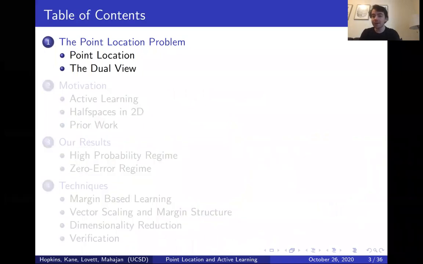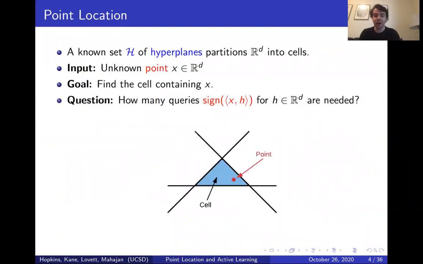So to start off, what is the point location problem? Well, given a set of hyperplanes called a hyperplane arrangement, it partitions R^d into cells. There's a little example down here in 2 dimensions. We have these 3 hyperplanes partitioning R^2 into cells. And given an unknown point x in R^d, here the red dot, you'd like to find what cell contains the point.